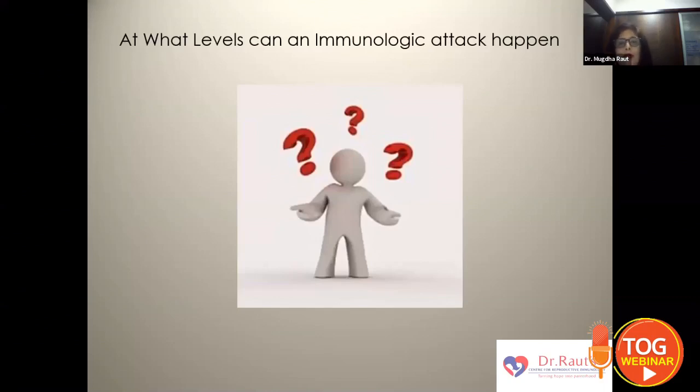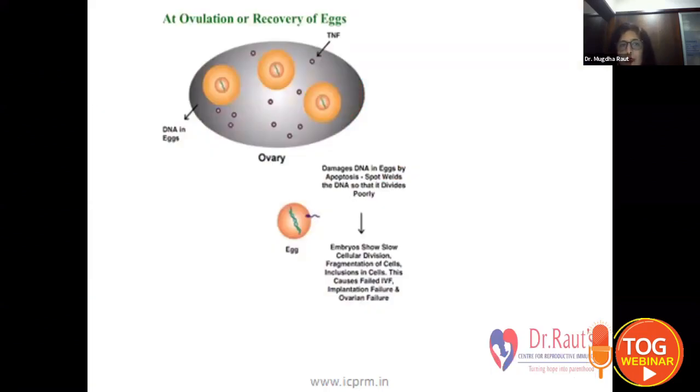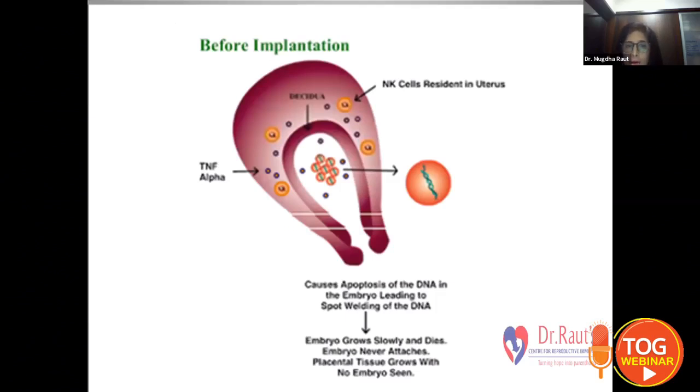So at what levels can an immunological attack happen? It can happen at ovulation or recovery of the eggs, where the TNF-alpha acts on the ovary. It damages the DNA in the eggs by apoptosis. Spot welding occurs in the DNA so that the DNA divides poorly. This shows up in the embryo as slow cellular division, fragmentation of the cells, and inclusions in the cells. It also causes failed IVF, implantation failure, and premature ovarian failure.